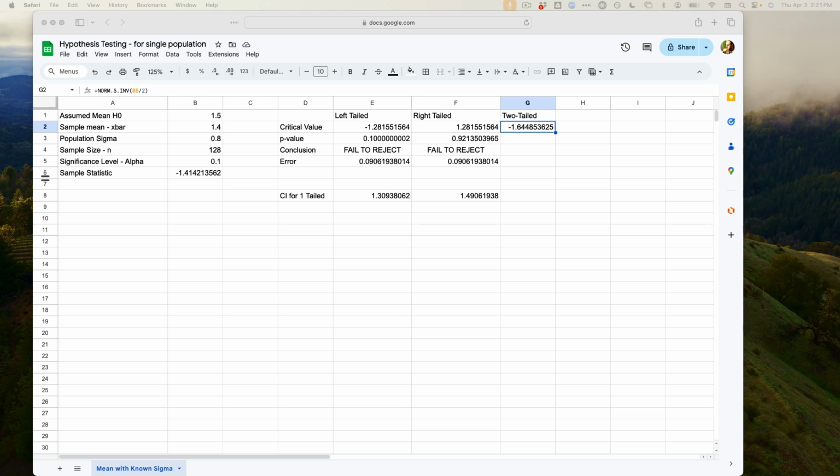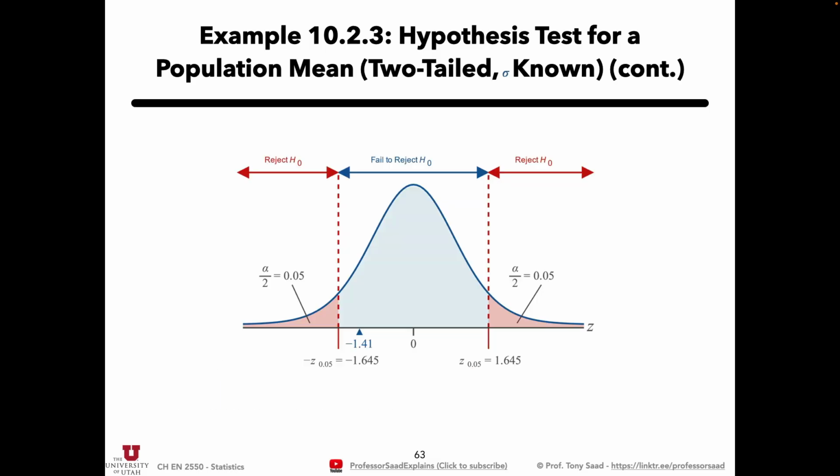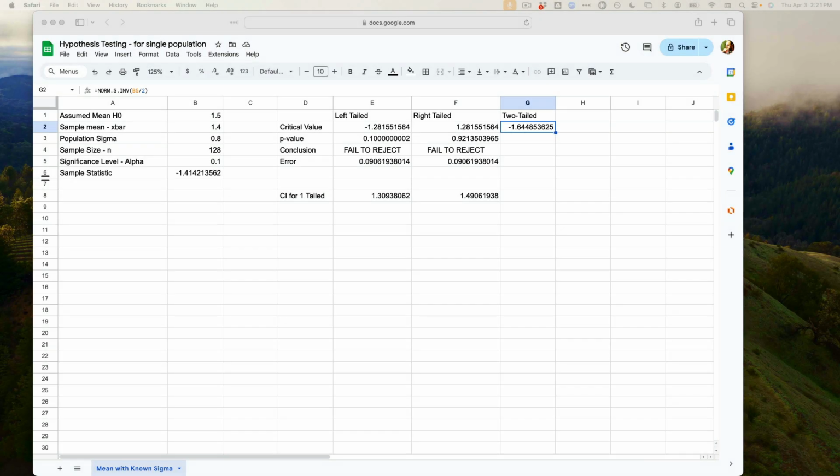So let me show you on the slides, right? In my spreadsheet, I only calculated this guy, but I know in my mind that there's also a corresponding image of this on the right side. If my z statistic falls in this region, we reject the null hypothesis. Okay, but we're going to be doing it based on p-values, which is, again, the more likely thing to encounter in real life.